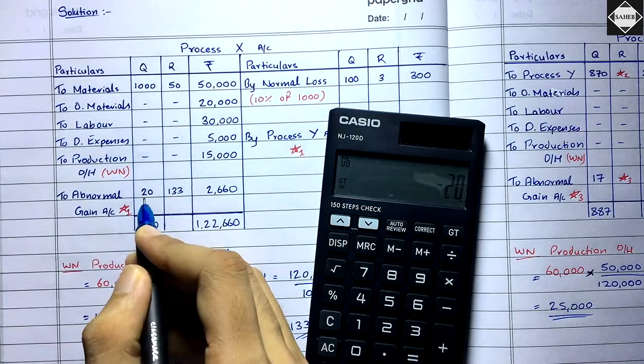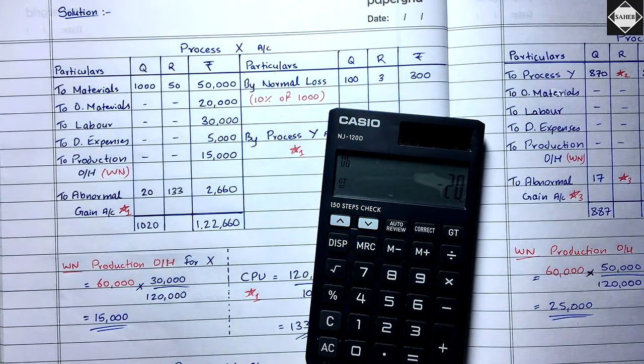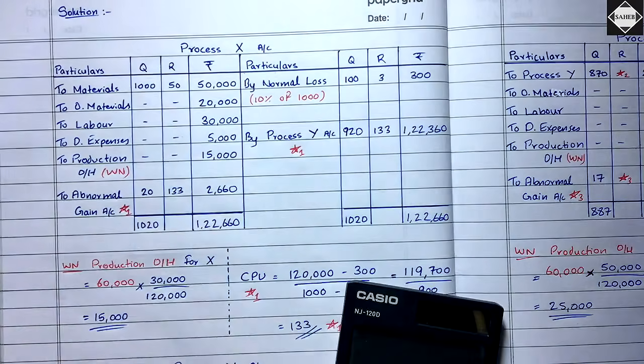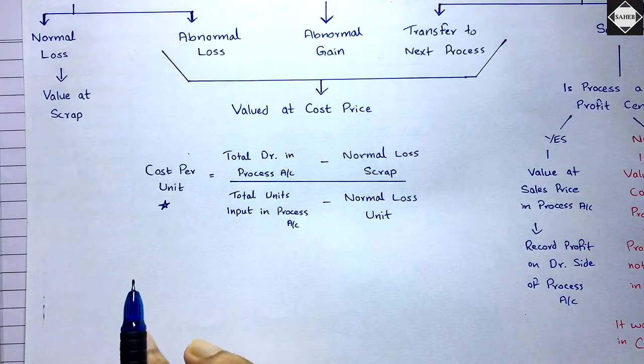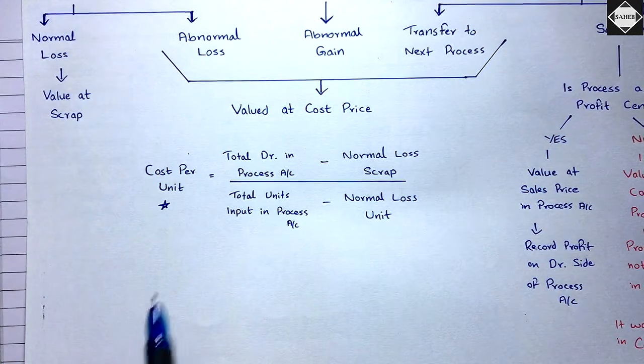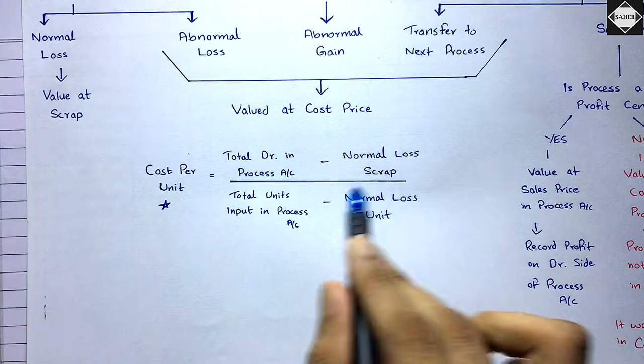Fine. So 20. Now we have to value it. How are we going to value this? We have to value the abnormal gain and also the output at what? At cost per unit, CPU, or we can also say star. So how are we going to calculate that? Total debit in process account minus normal loss scrap.